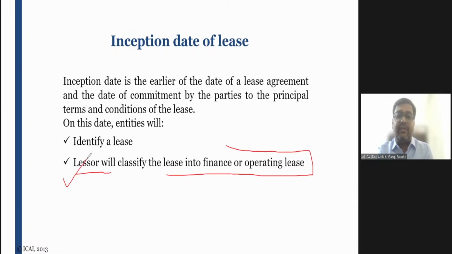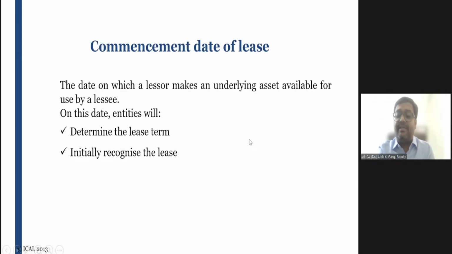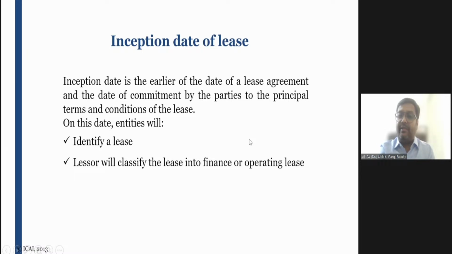Why only lessor is written here? Because from the lessee perspective, there is no concept of operating lease or finance lease in Ind AS 116. But from the lessor perspective, yes, the classification still exists. You will be able to understand when I cover the lessor accounting. Okay, is that clear? So on the inception date, the parties will decide whether it is a lease contract under Ind AS 116, and the lessor will decide whether it is a finance lease or operating lease.